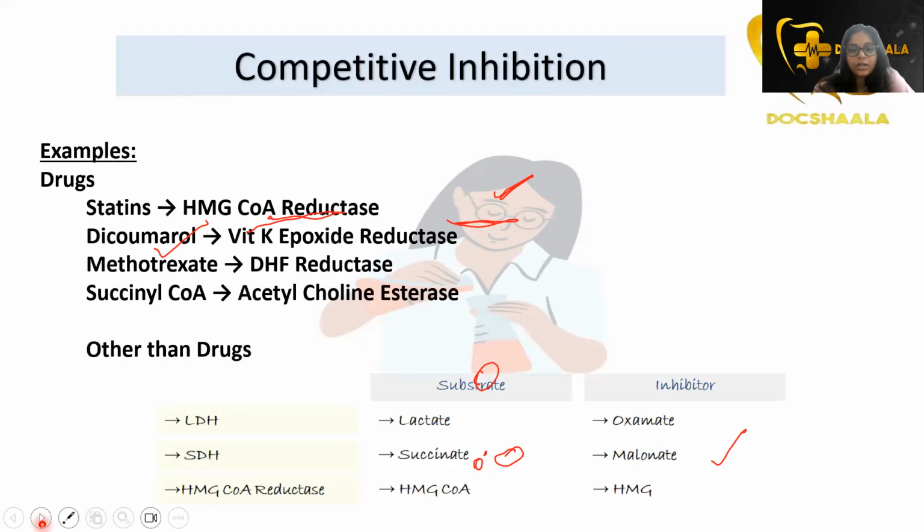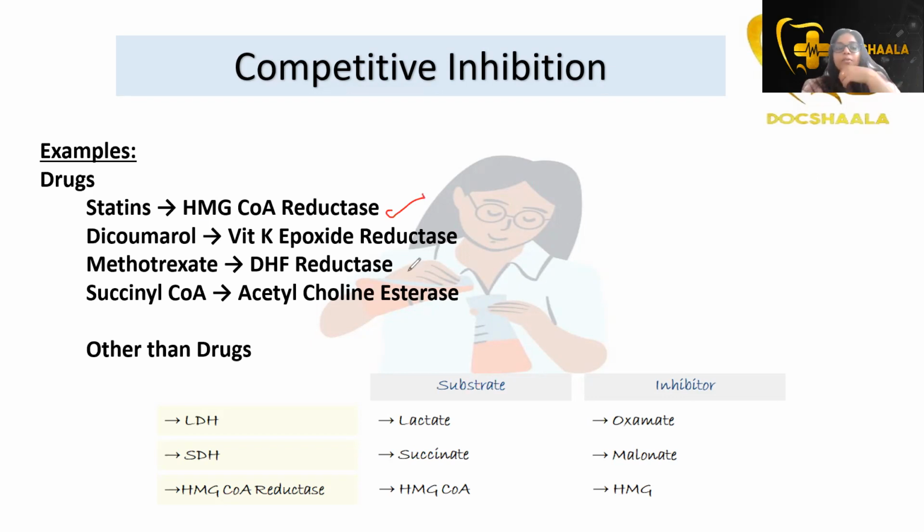Coming to the examples that we have, we have to know examples of the drugs. Especially we'll concentrate on the drugs alone in this video. The drugs which we have as examples are statins with HMG-CoA reductase, dicoumarol with vitamin K epoxide reductase, methotrexate with DHF reductase, and succinylcholine with acetylcholine esterase.